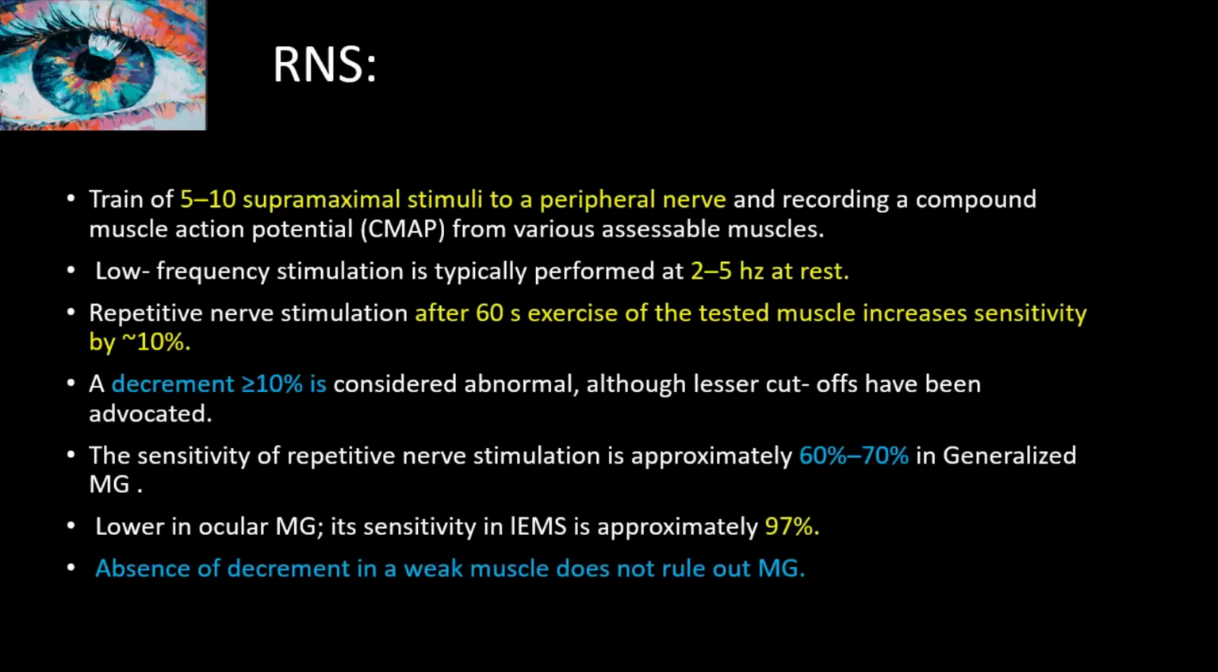Coming on to RNS. RNS is a very good test. Just look for decremental response. More than 10% decremental response is considered to be positive for myasthenia gravis. What is decremental response? Compare the first CMAP and the fourth CMAP. There will be a drop in amplitude. So if a drop in amplitude is there, then RNS is said to be positive. One of the drawbacks again for RNS is that for ocular myasthenia, the sensitivity is very low.